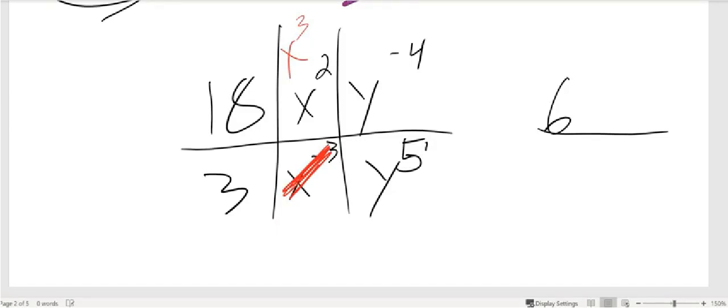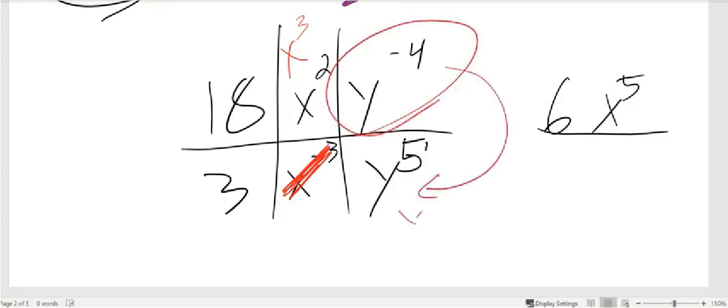Now we're going to apply another rule, our product rule. I have x to the third on top and x squared on top. All we have to do is add those together and get x to the 5th. Pretty simple. All right, the y's. Now I have y to the negative 4 on top. Let's move it to the bottom, and it becomes y to the 4th. Once again, product rule now. y to the 5th times y to the 4th is going to be y to the 9th.